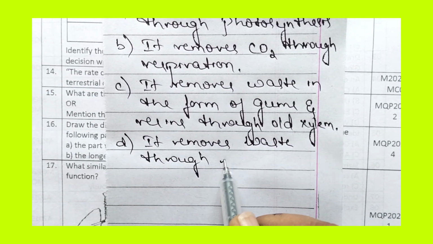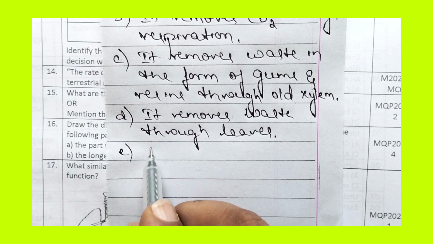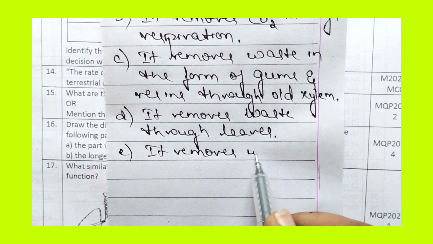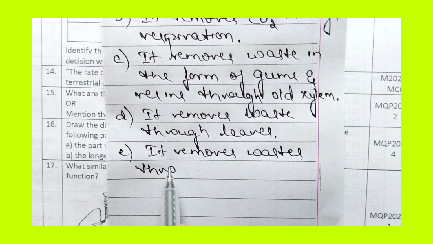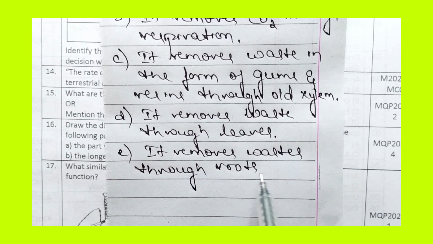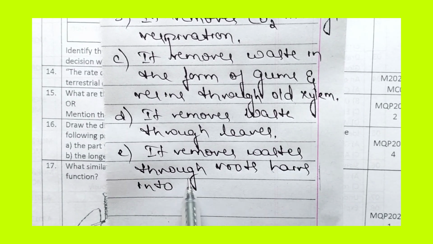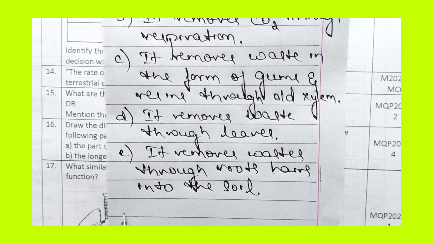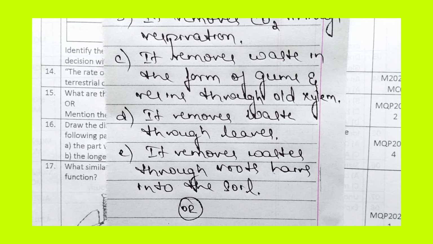Leaves. Then it removes waste through root hairs into the soil. So these are the 5 methods that plant can use to remove the waste from the body.